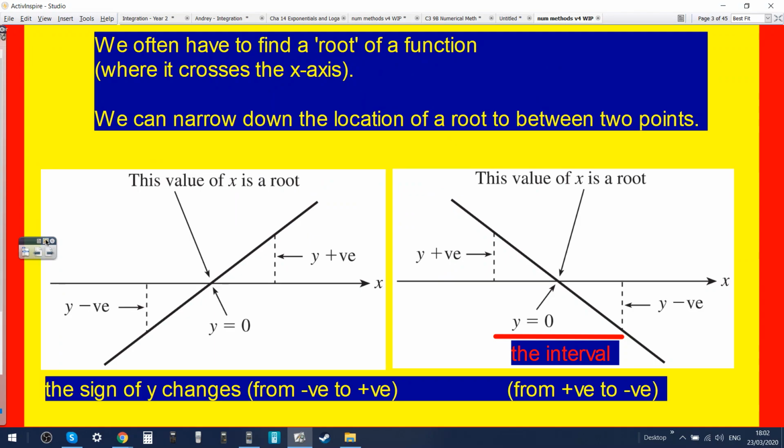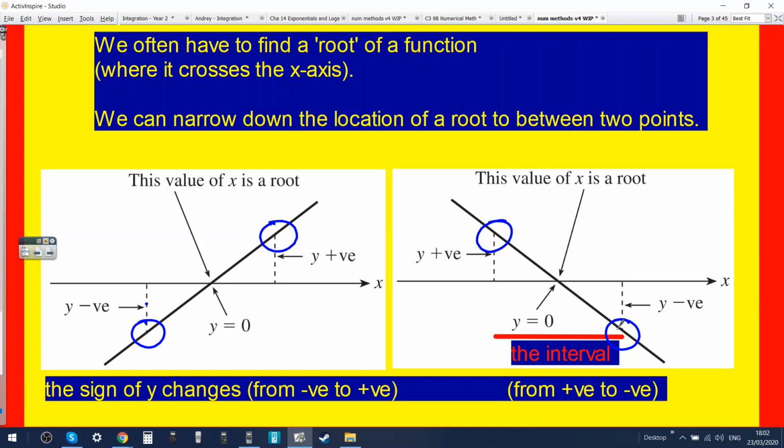Okay, so big picture. We often have to find a root of a function, which is where it crosses the x-axis. And you can narrow down the location of a root to between 2 points. Basically, if the y-coordinate changes from being negative to positive, or from positive to negative, then you can say there's a root somewhere in between. Because y must have been 0 if the sign changed.